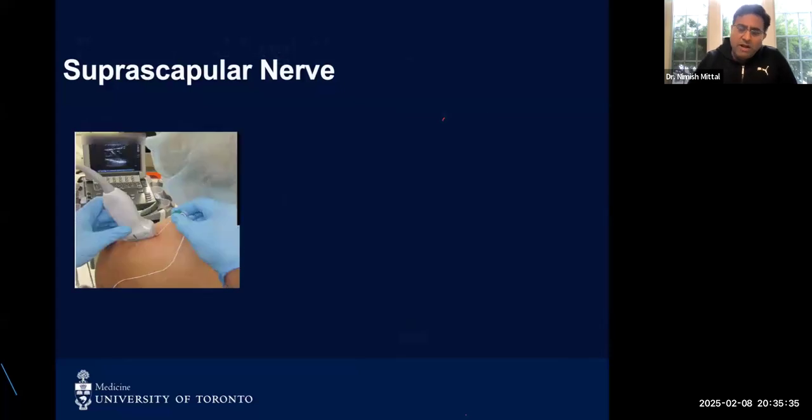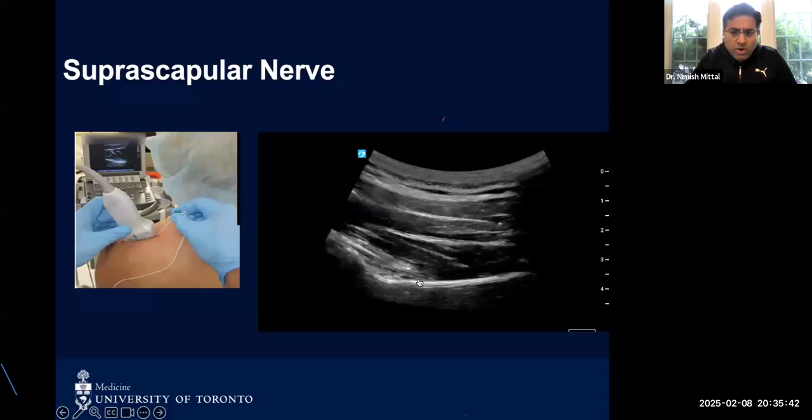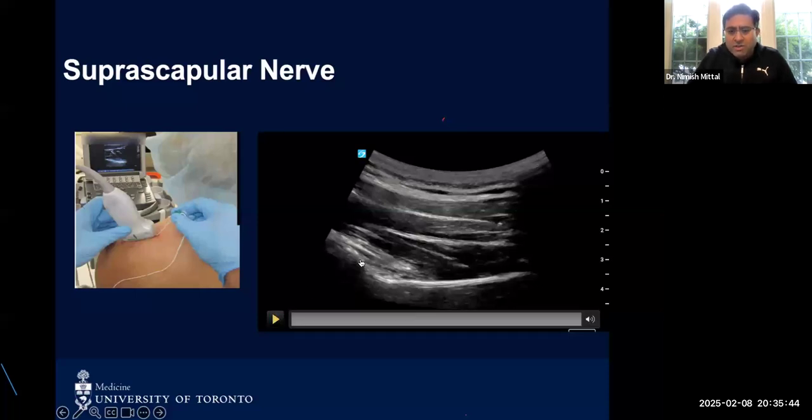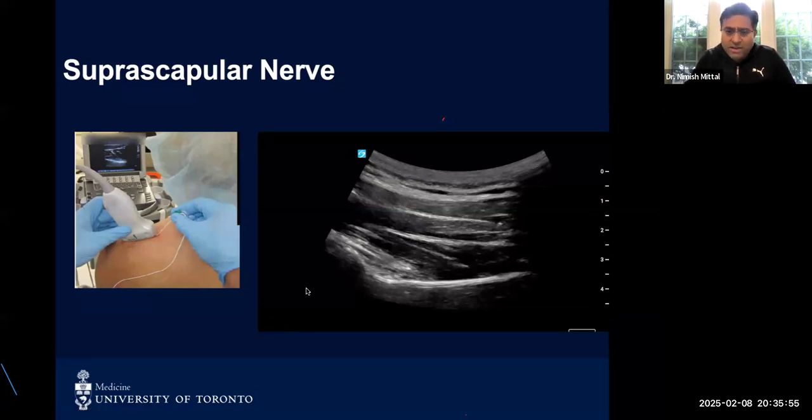For suprascapular nerve, I'm not going into details of positioning. It's well published how the suprascapular nerve block is done. I'm going to just show you quickly how we approach it. So this is a transverse view. On the left side, you can see the probe is kept. You can see part of the glenoid. You're in the suprascapular fossa. But it's important to know where exactly in the fossa to inject.